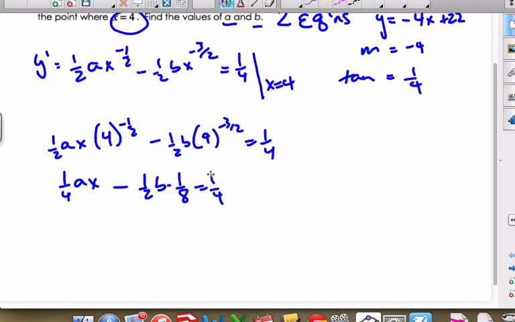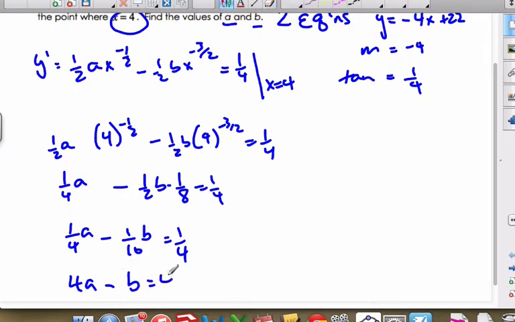And if I simplify that a little bit, I'm going to have 1/4 a minus 1/16 b, and I don't know why I have an x in here. There's no x. X is 4. So 1/4 a minus 1/16 b is equal to 1/4. I'm going to multiply by 16, so I get 4a minus b is equal to 4, and I get that by multiplying everything by 16. So here is one equation with a and b.